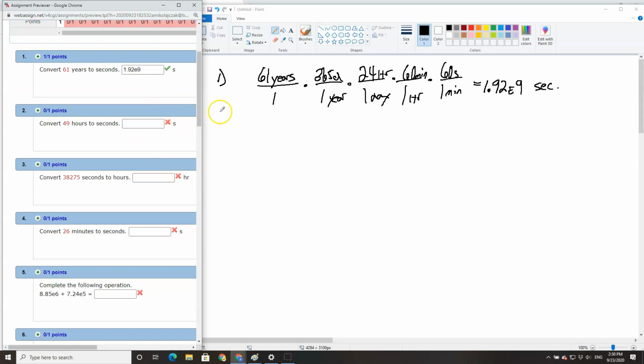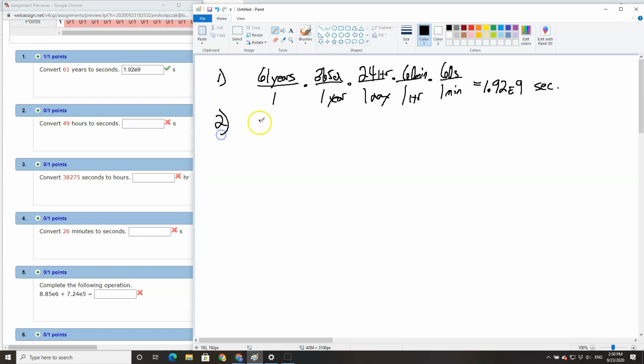Number two, 49 hours into seconds. So 49 hours needs to be converted into seconds. There are 60 minutes in 1 hour. And then there are 60 seconds in 1 minute. So 49 times 60 times 60 is 176,400. 1.76 E5.